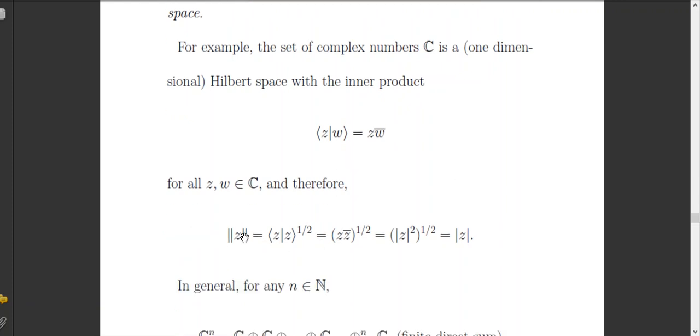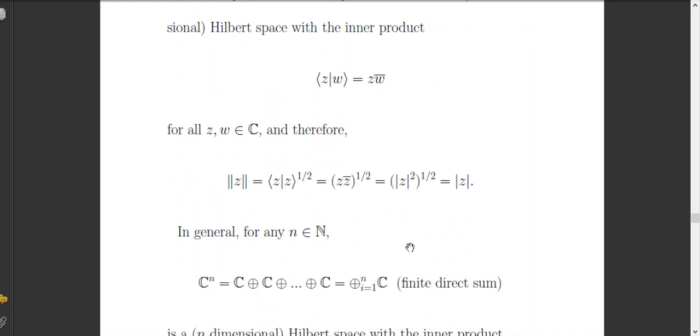And of course the norm is given like this. The norm of every element is the square root of the inner product of z and z, and the inner product of z and z means z z bar, and this means the absolute value or modulus of z squared, and then when you take the square root it equals the modulus of z, or absolute value of z.